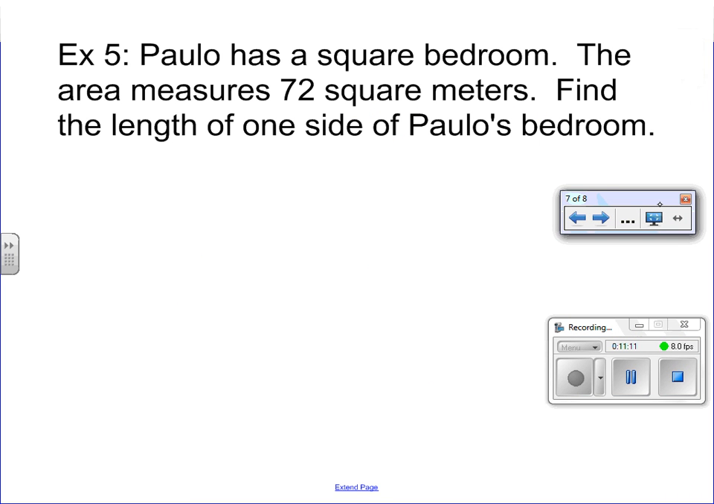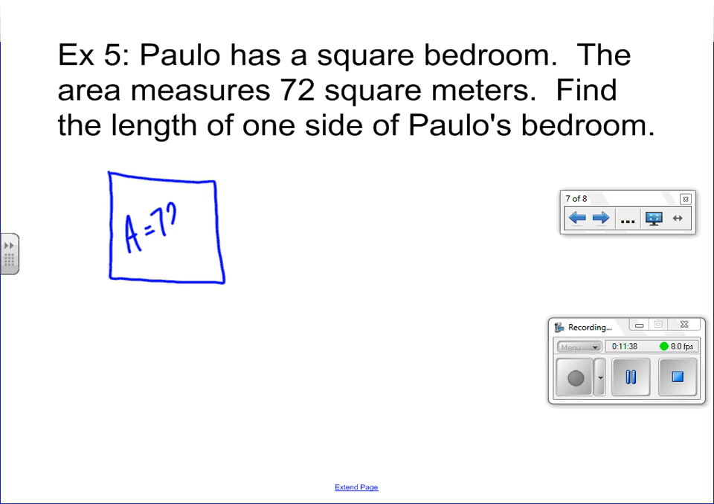Okay, finally, example 5 is Paolo has a square bedroom. The area measures 72 square meters. Find the length of one side of Paolo's bedroom. So this is the same thing that we were doing whenever they were giving us a perfect square. I hope that we remember doing this. We know that his bedroom is a square, so I draw myself a nice square. Now I know that the area of that square is equal to 72 square meters.